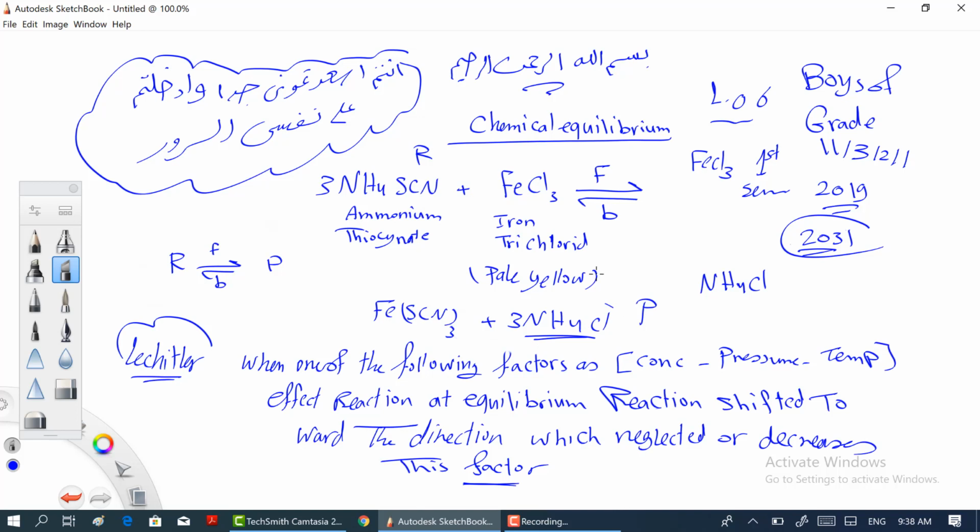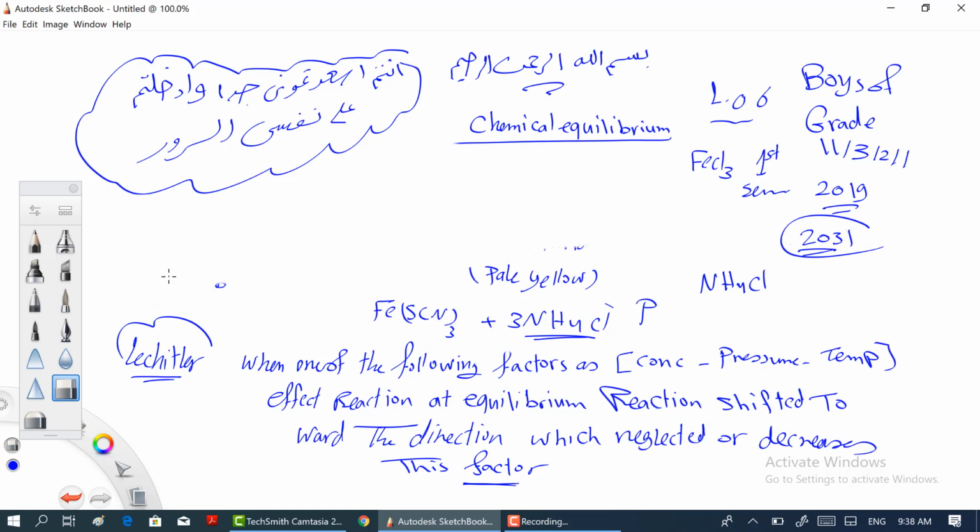Adding ammonium chloride, away from ammonium chloride that is found in the product, back, so we return back to the reactant. Adding the iron trichloride makes the reaction shift forward, away from iron trichloride. It is the second factor, it's called the concentration. What about the pressure? Then we are going to talk about the endothermic and exothermic reaction. The third factor is about the pressure.